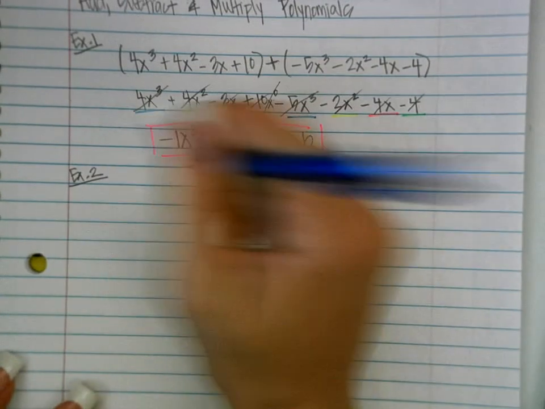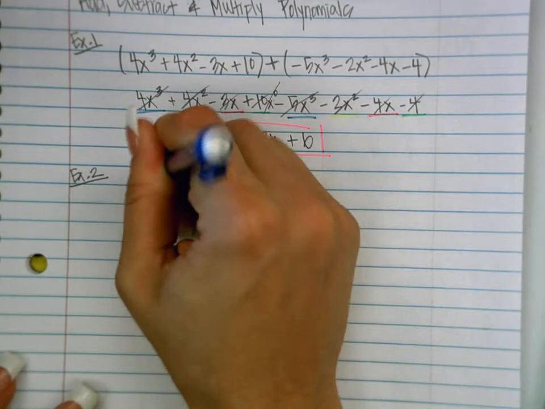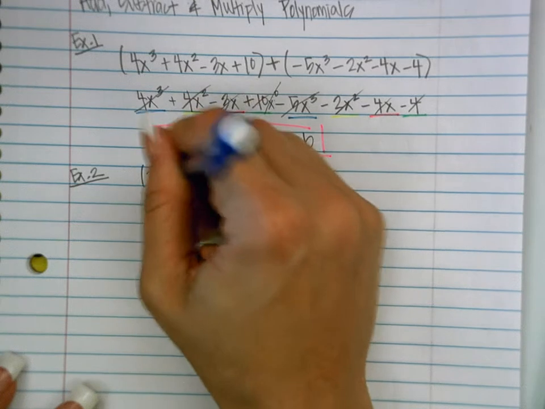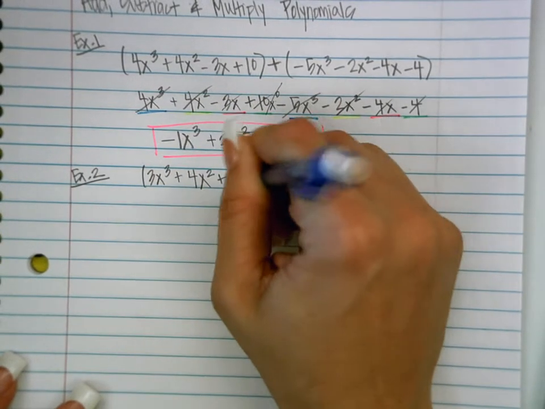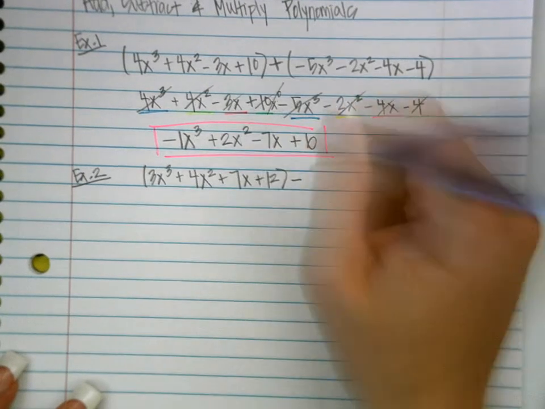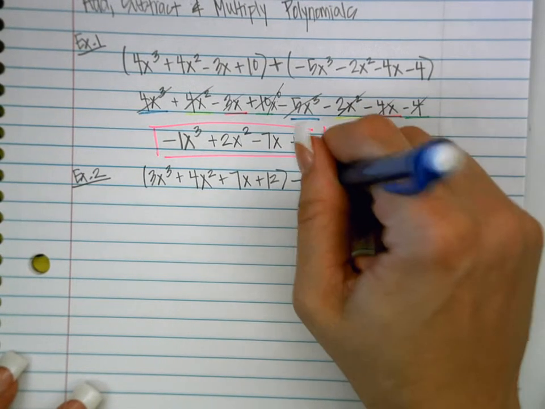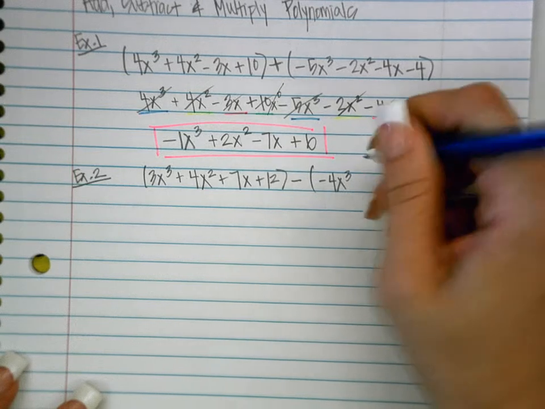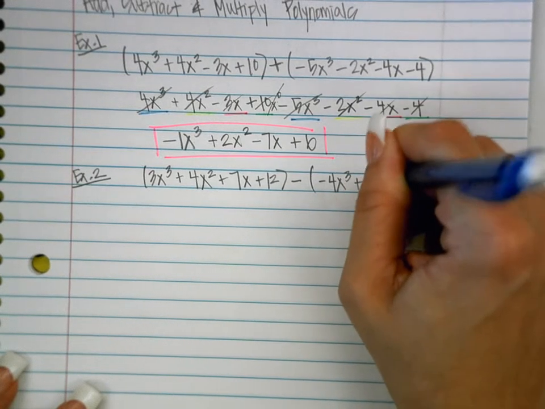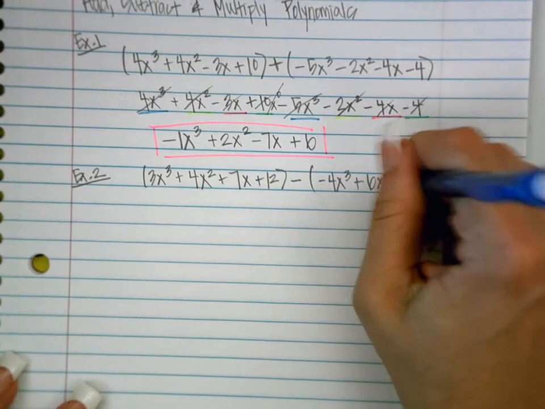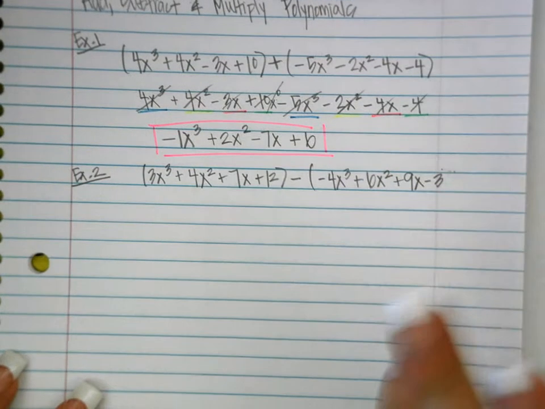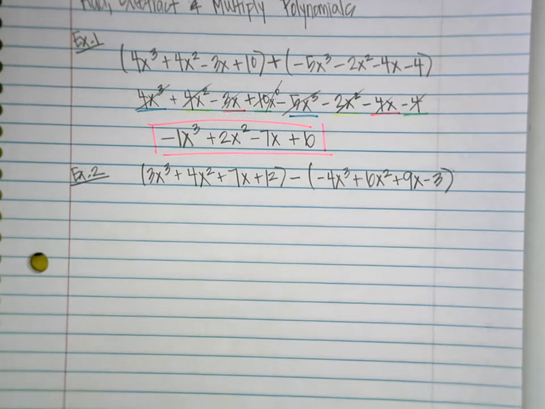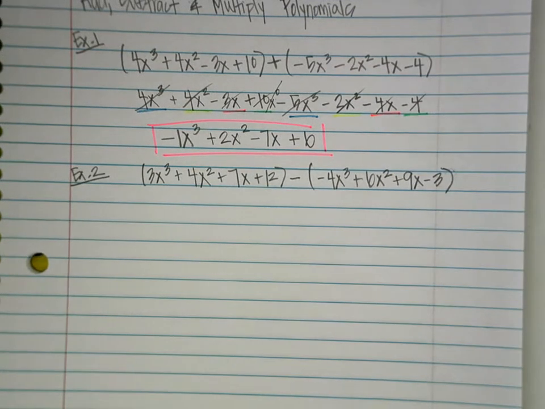Okay, next one. They give you quantity, so open your parentheses, 3x cubed plus 4x squared plus 7x plus 12 minus, new parentheses, negative 4x cubed plus 6x squared plus 9x minus 3. Close your parentheses. Now, this one's just barely different because you are subtracting polynomials.